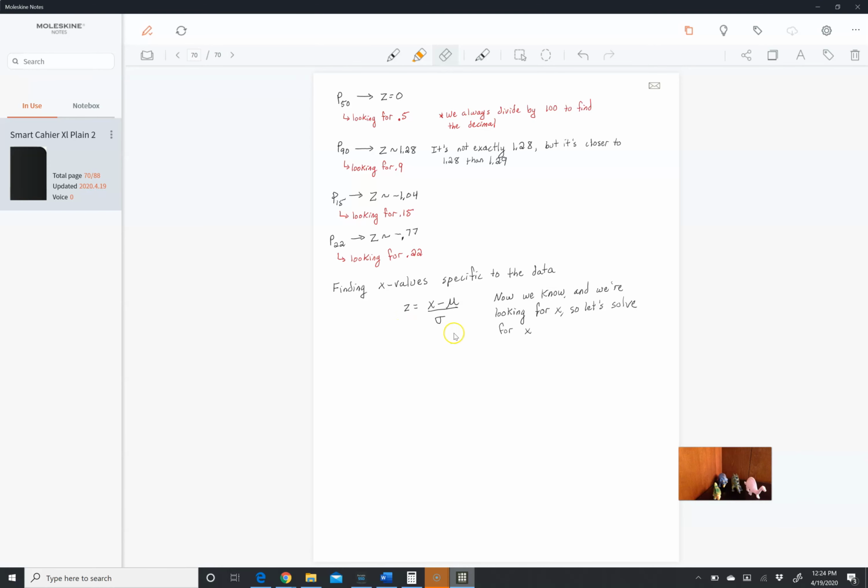So I'll walk you through this, right? What we have to do is get x by itself. So we're going to multiply both sides by the standard deviation in order to do that. That's going to make the standard deviation cancel on the right. So now we have z times the standard deviation is equal to x minus mu. And then we still need to get x by itself, so we're going to add mu to both sides.